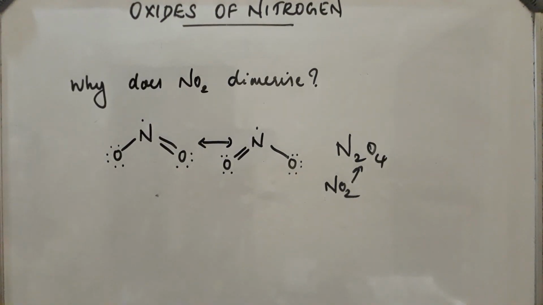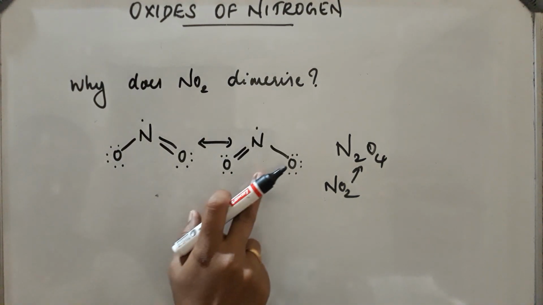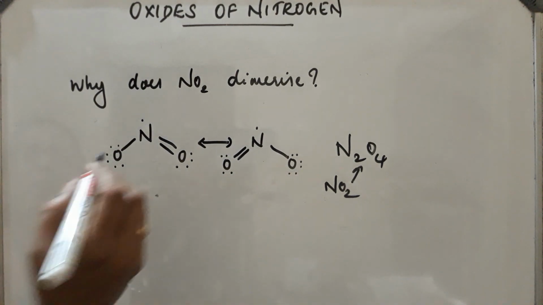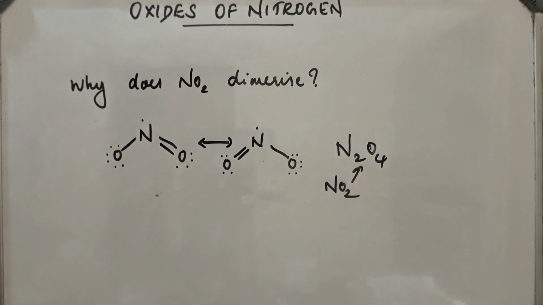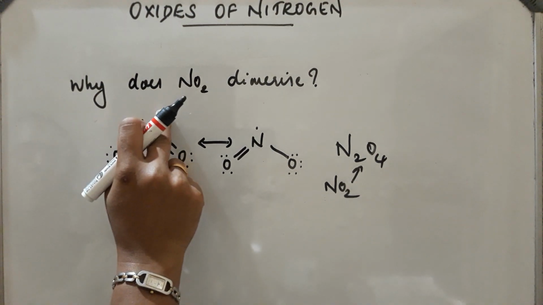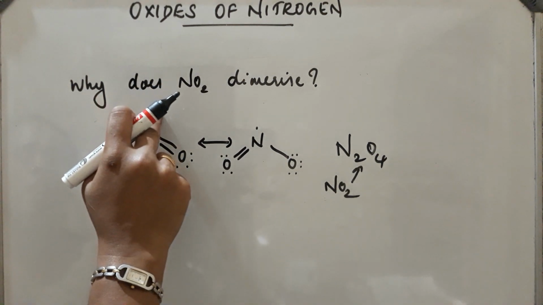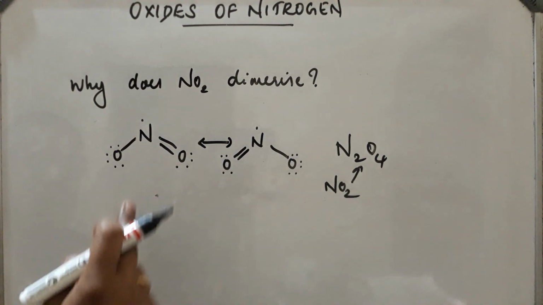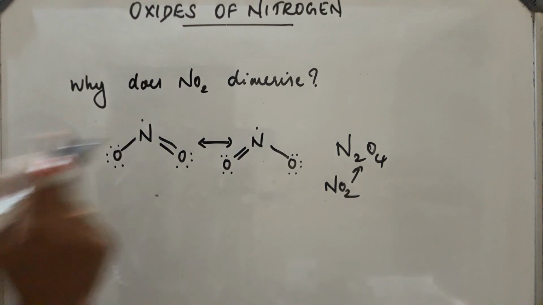See, there is a question: why does NO2 dimerize? From the Lewis dot structures, we saw already the two resonance structures of NO2. See, here 1, 2, 3, 4, 5. These are the 5 electrons. So here one odd number of electrons is present. Okay, the valence shell contains one odd number of electrons. Due to this odd number of electrons, they are less stable. Okay, so they tend to pair these electrons.